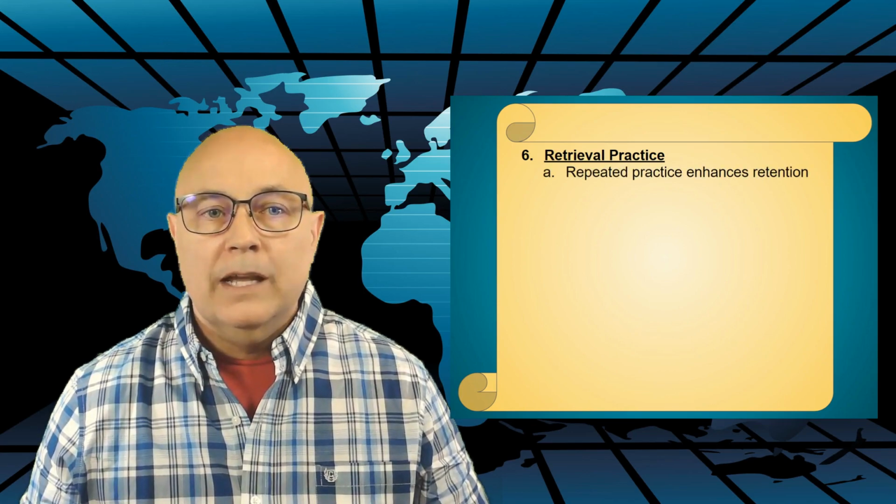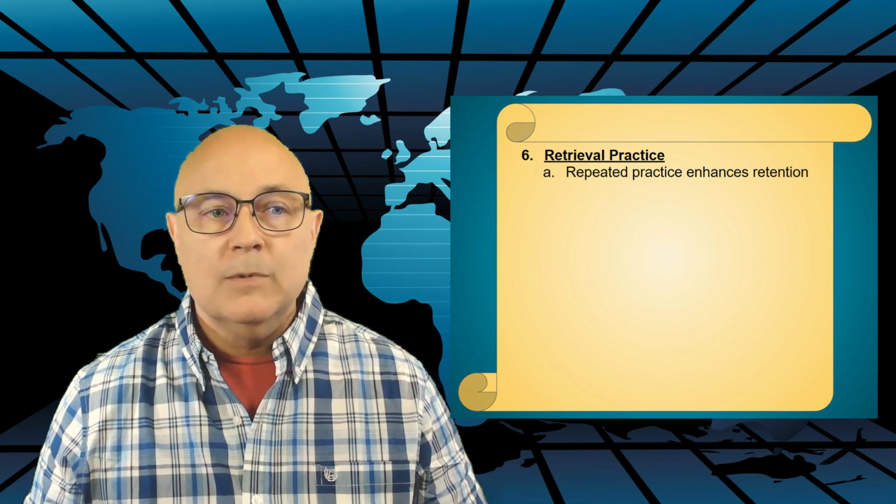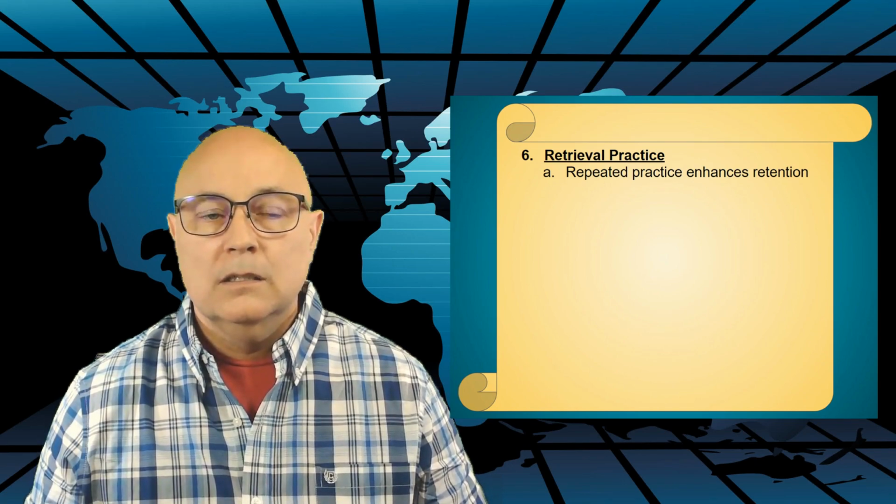Number 6, retrieval practice. When people want to remember something, they often repeat it frequently, hoping to enhance retention. However, research suggests that recalling information from memory is a more effective way to retain it longer. This method is known as retrieval practice, which involves actively retrieving information from our memory instead of just passively reading it. This process improves our memory and helps us retain information longer.